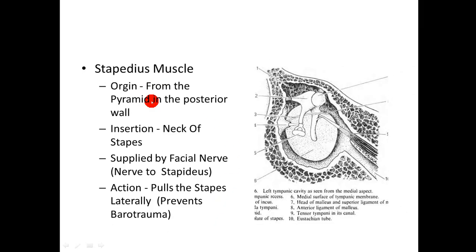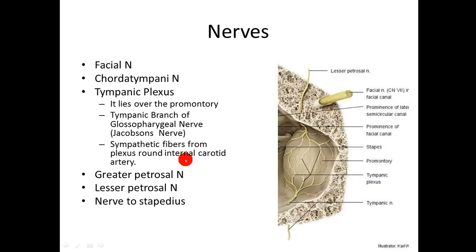Stapedius muscle, I have already told you, taking origin from the pyramid. It is attached to the neck of the stapes, and it is supplied by the facial nerve. That is also one which is going to prevent excessive movements of the stapes to prevent dislocation.